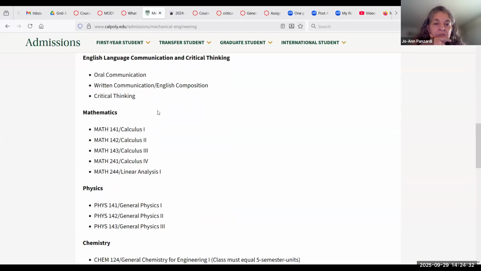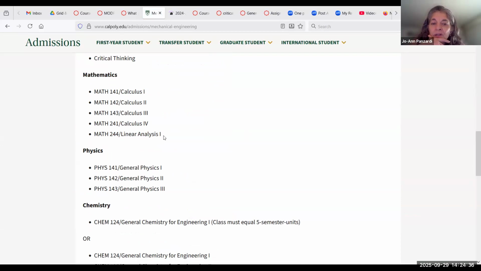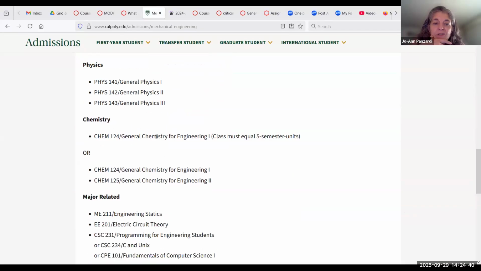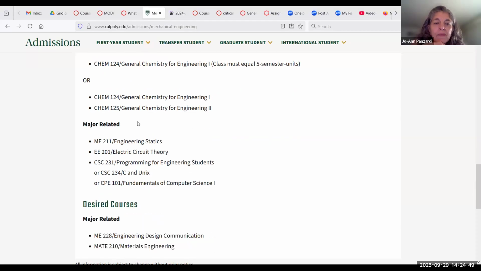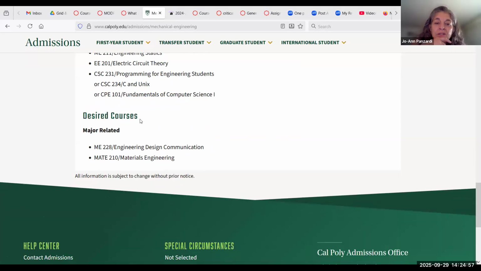So they have some GE classes you need. You need all the calculus and you need linear algebra and differential equations. You need our 3 physics classes. You need only one of our chemistry classes. You do not need 2 of our chemistry classes. You only need 1. And then you need our Engineering 35 and our Engineering 15 and our Engineering 30. And then they're also saying desired, they also want to see Engineering 25 and Engineering 45.